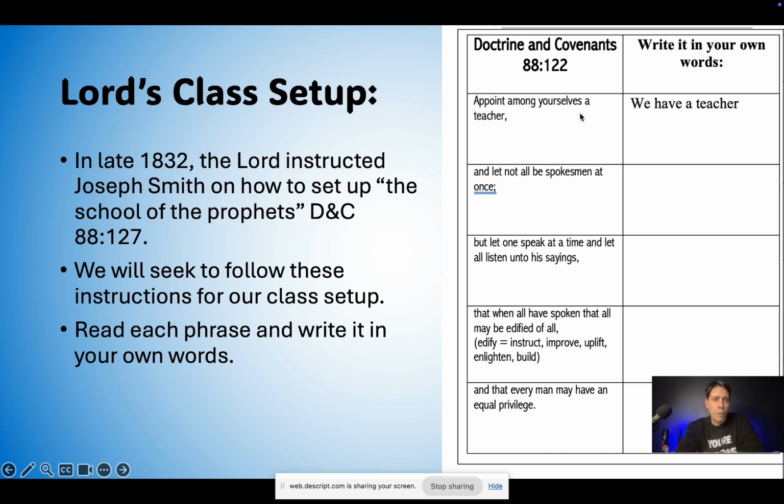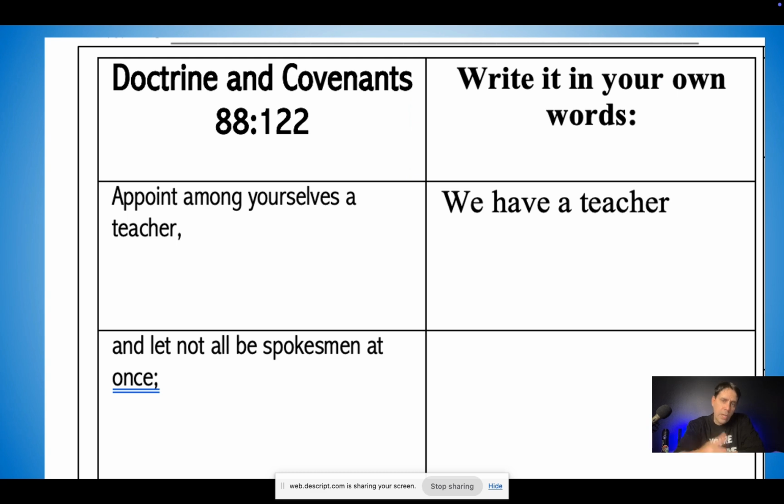Here's the first one: "Appoint among yourselves a teacher." And I wrote, "We have a teacher." "And let not all be spokesmen of one." I'm going to write here, "Don't all talk at the same time." Then I'll say, now with your teammate, read these phrases, mark what you like, and rewrite it in your own words in the box next to it. Okay, go. So here's an example.